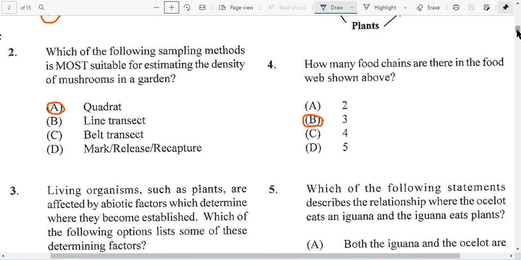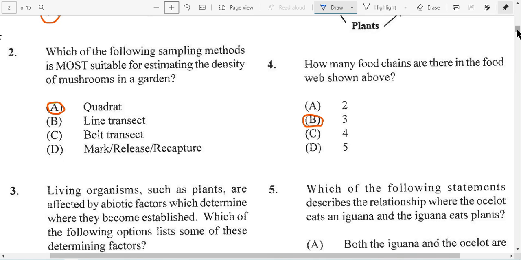The line transect and belt transect are showing changes over a particular landmass, and of course mark and release will be looking at organisms that are pretty much moving a little faster in and out of an area. So the most suitable answer here for us is going to be A. That's our choice there for question number 2. And we move on down to question number 3.